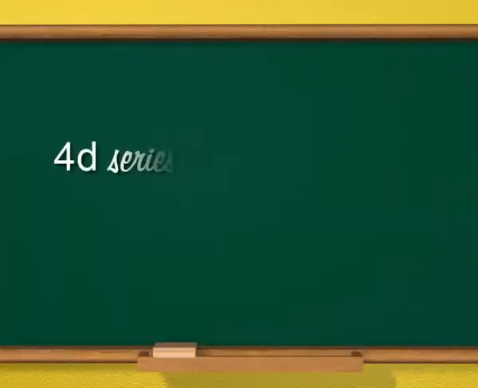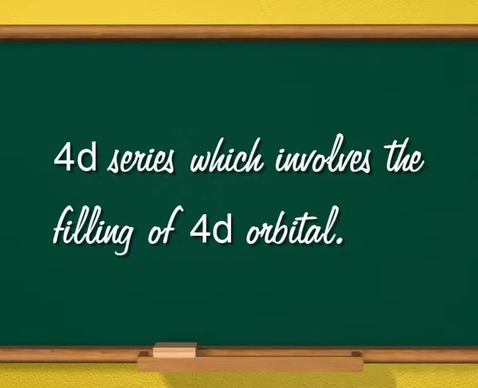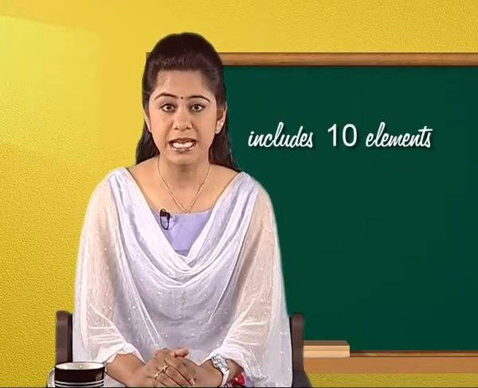Let us now learn about second transition series. This is also called as 4d series, which involves the filling of 4d orbital. It starts from yttrium, whose atomic number is 39 and includes 10 elements, till cadmium, whose atomic number is 48.